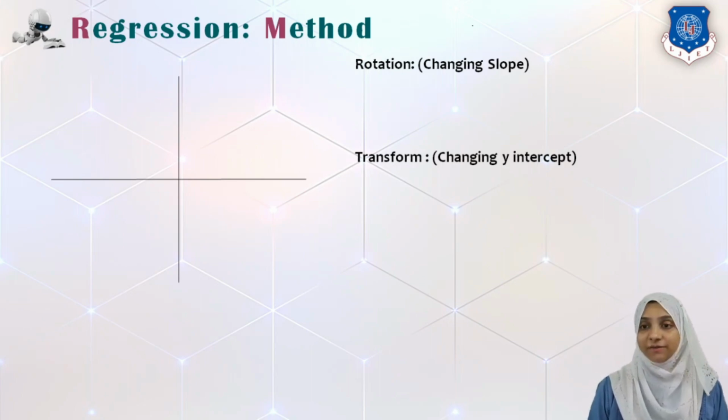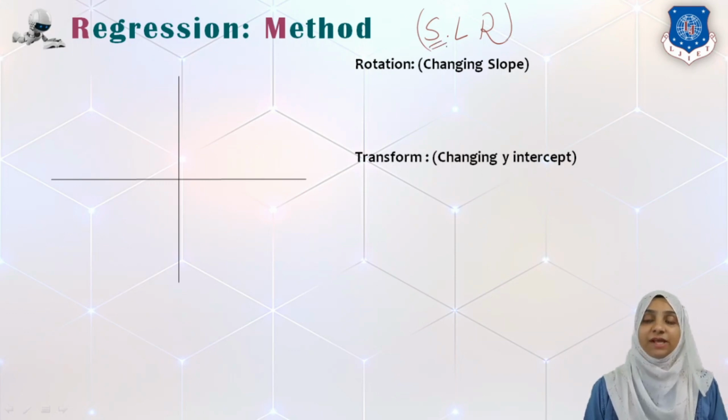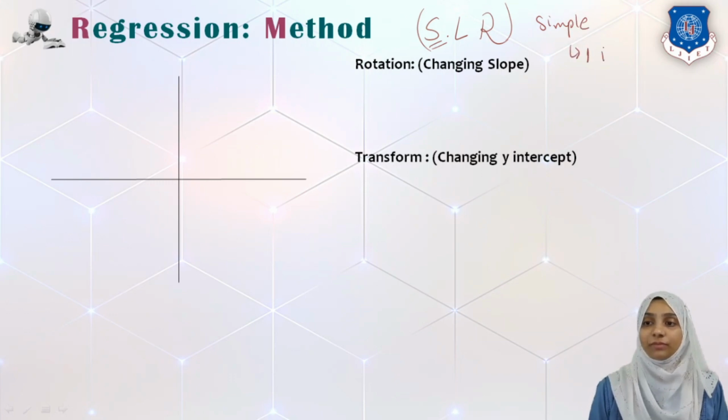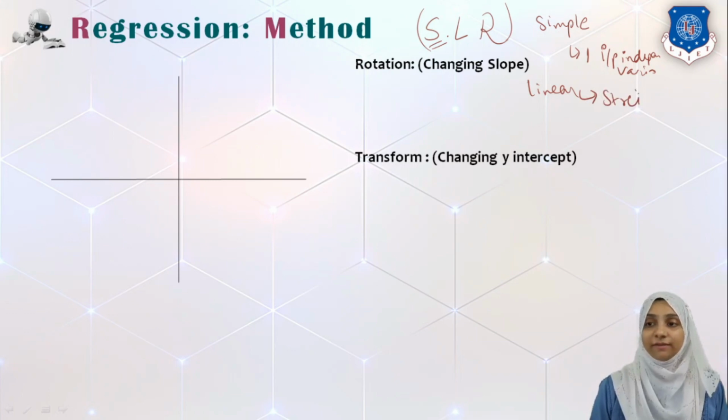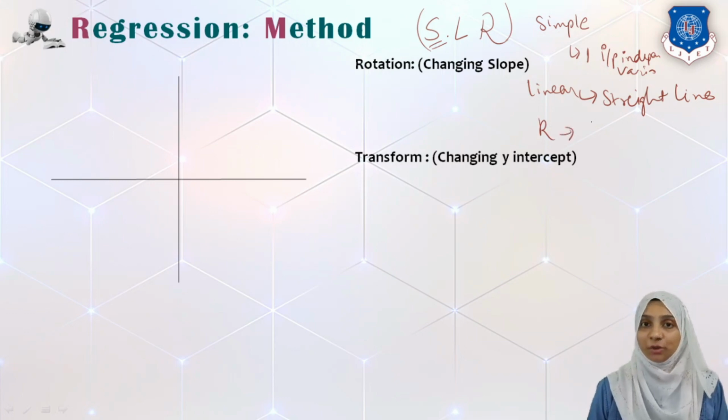Now let us understand the different methods for fitting a line. Basically, here we are referring to simple linear regression. Since it is simple linear regression, simple means we have only one input, or one independent variable. That's why it is called simple. Linear means we have a straight line, and regression is nothing but fitting a particular model to predict some values.